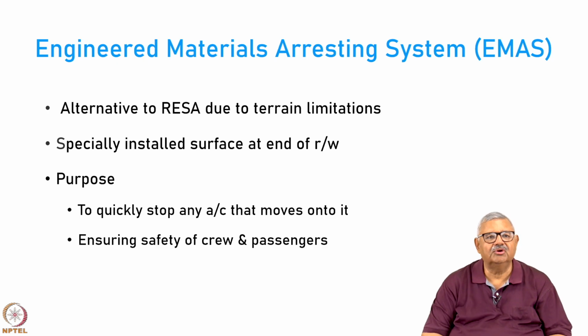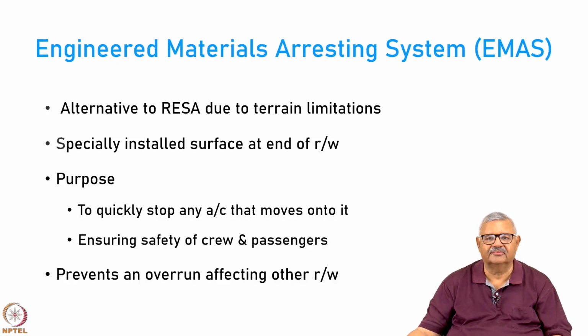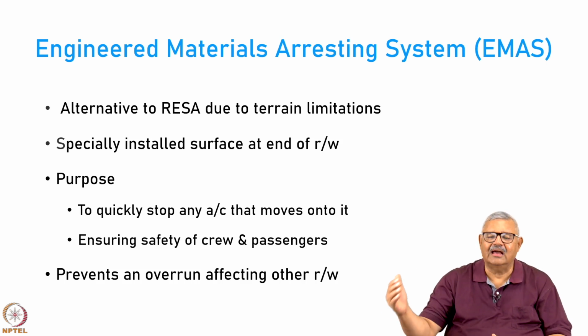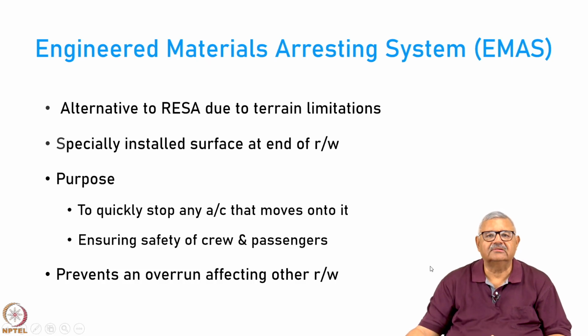In normal operations, we do not expect the aircraft to go into this area, but in case there is a problem and because of various reasons the aircraft is not able to stop on the runway, then it should go to the EMAS, and maybe it will damage the EMAS temporarily, but it will actually come to a stop, ensuring the safety of crew and passengers, right. So, it actually prevents an overrun affecting other runways, because it may get damaged, but the other part of the airport can remain operational for the other aircraft while this is repaired.